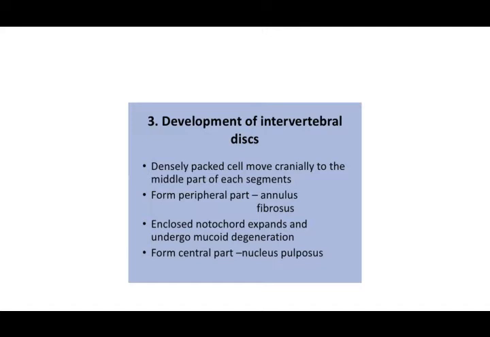So the cells which moved up and down peripherally, they are going to fill up the space that is going to form the annulus fibrosus, and the nucleus pulposus, which was in the center, is of the notochord, that is going to form the nucleus pulposus. That forms the intervertebral disc.